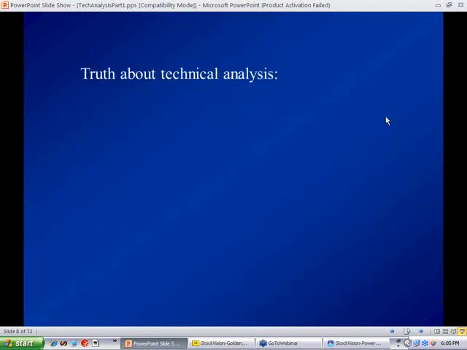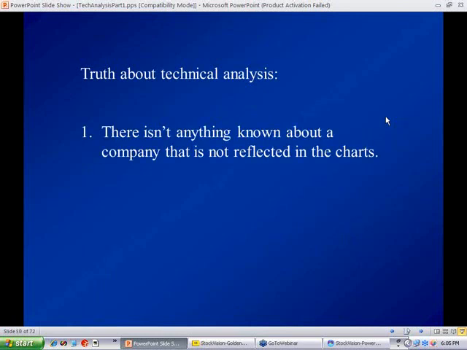So the truth about technical analysis is that there isn't anything known about a company that is not reflected in the charts. What's interesting to point out is even insider information would be reflected in the chart, right? Because the insiders cannot hide their tracks. That's going to show up one way or the other in the chart, in the volume, if nothing else.